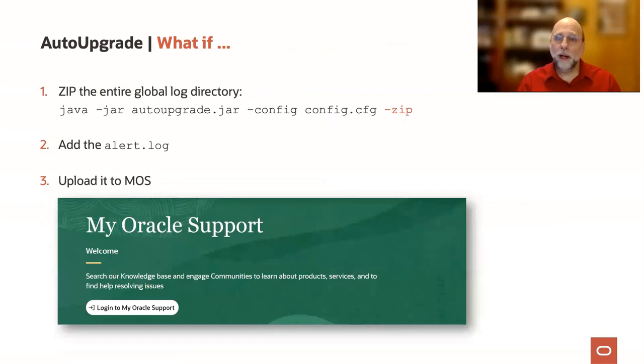Last thing about the real what if is, what if you have a problem that means you need to submit an SR? What data is needed? What information can you provide that will make it as easy as possible for support to understand the situation and for development to fix any bugs if you find any? Well, there's a parameter called zip, the dash zip parameter, that will use your config file, find all the log directories, and zip everything up into a nice package that contains everything except for the alert log that we would need to diagnose problems. So you take that package plus the alert log and upload that to your SR. That'll make things go much smoother in your interaction with support.